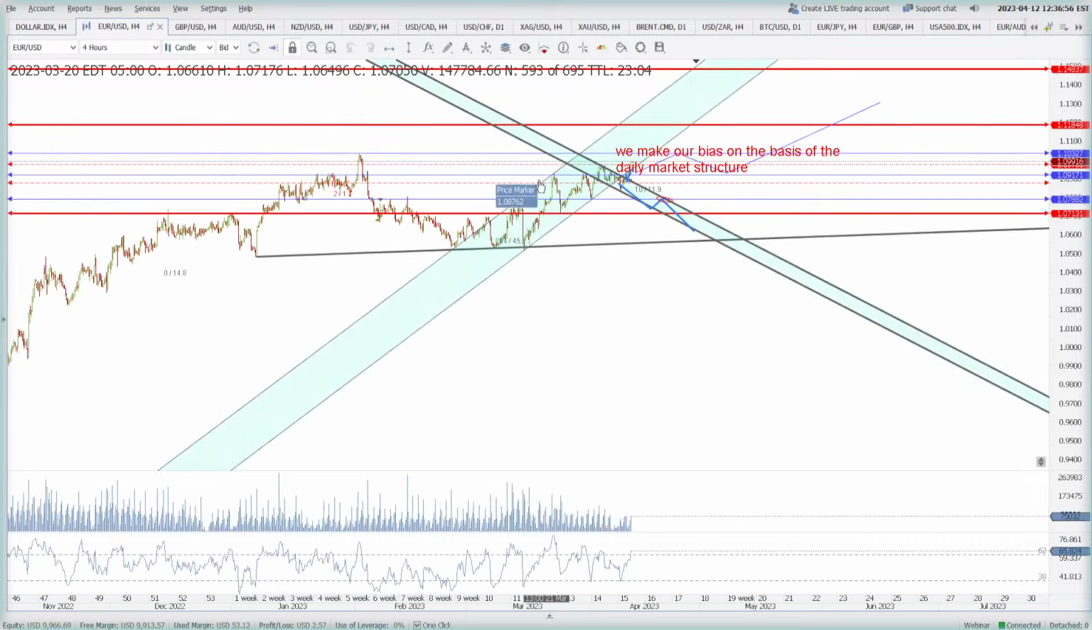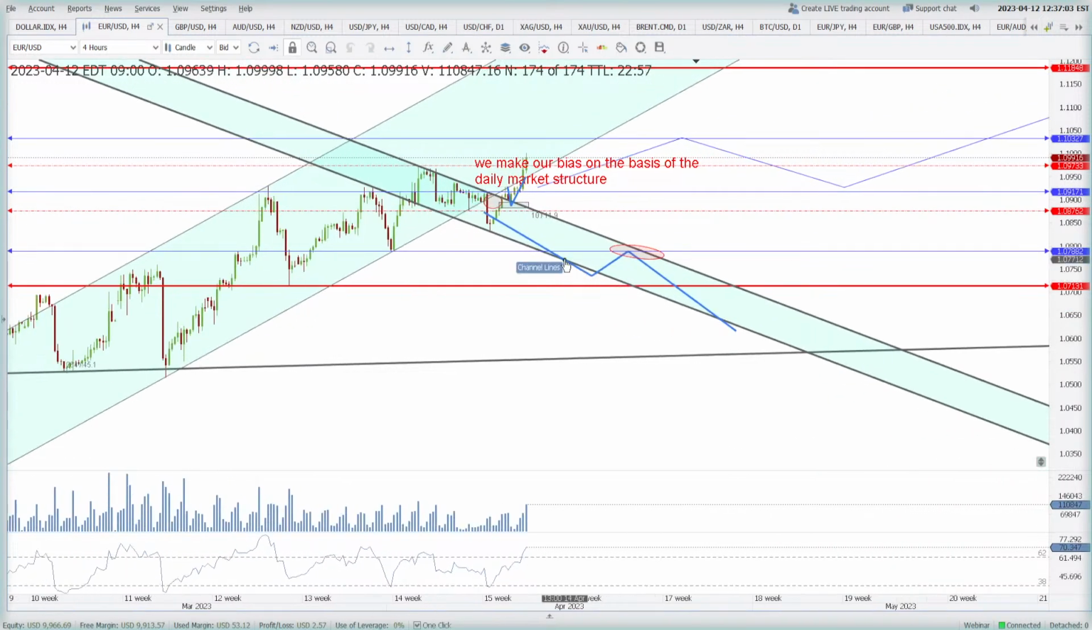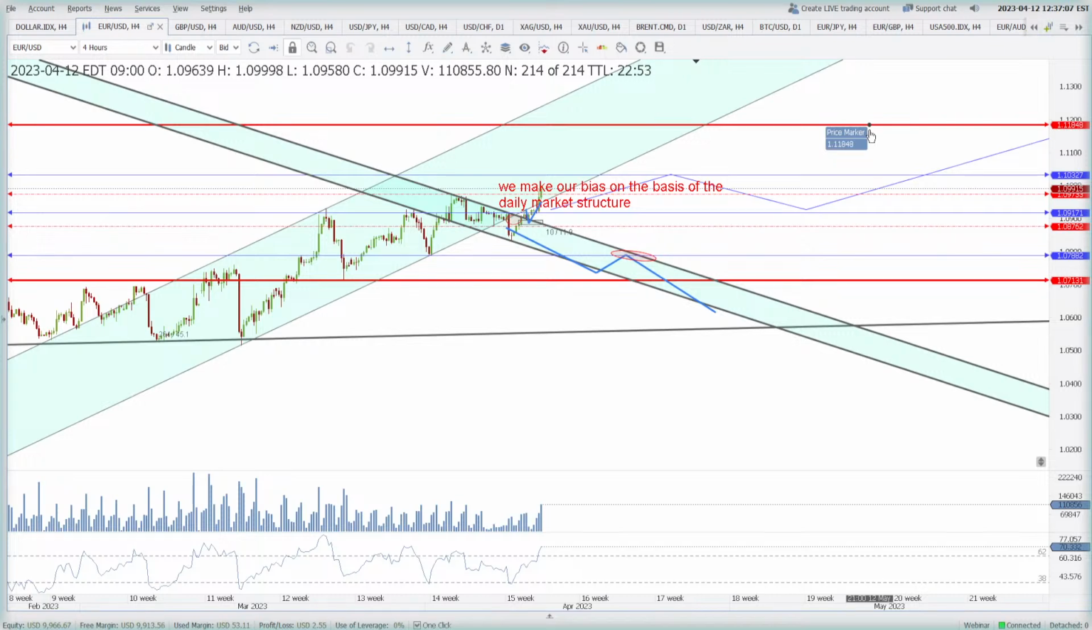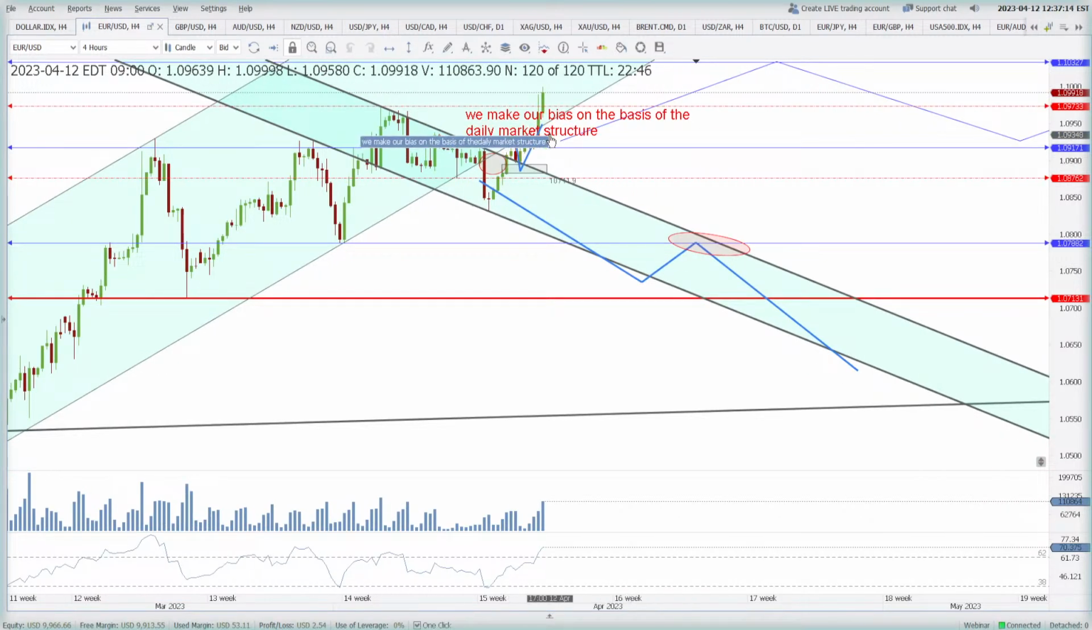This was a resistance around the 1st of February this year. So expect that level to act as a resistance again, but if that does not act as a resistance, then we are headed towards 1.1184. All right, we make our bias on the basis of the daily market structure.